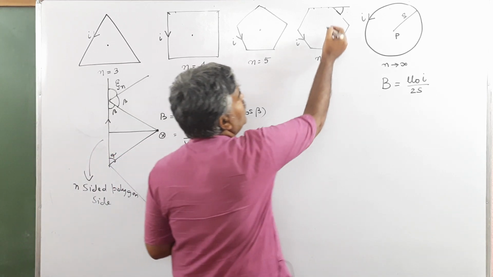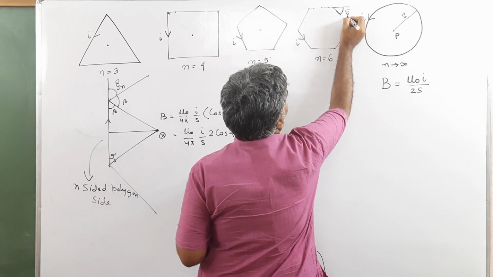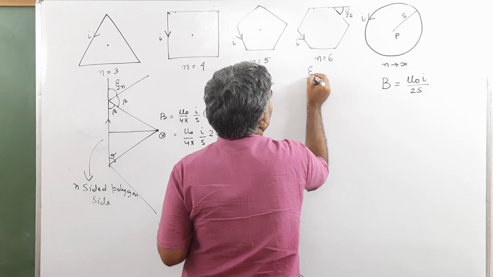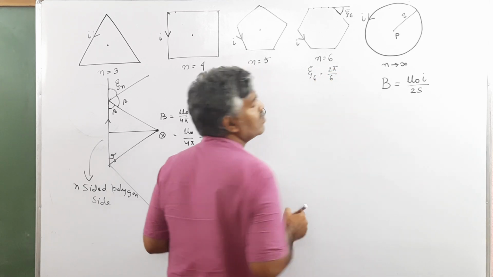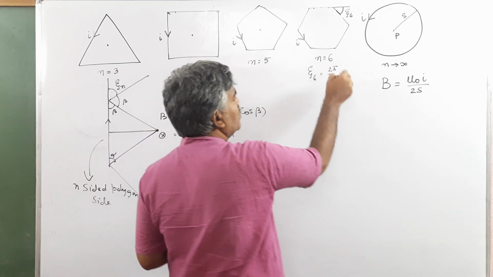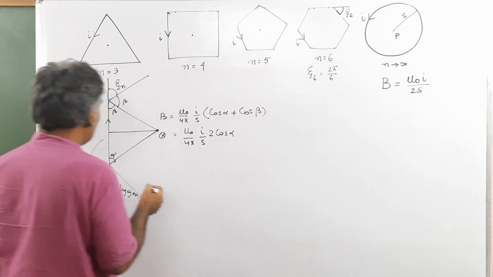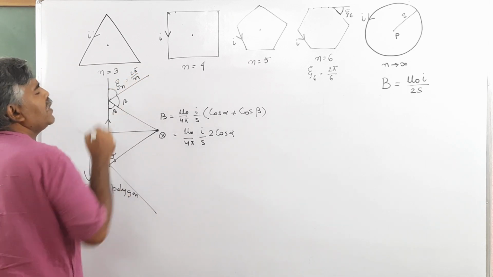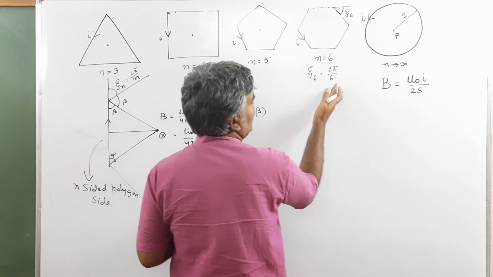As for example, this is a hexagon, right? So here I am referring to it as xi 6. So what will be xi 6? Here xi 6 will be 2 pi by 6, right? Because it has 6 sides. So here xi n will be 2 pi by n, correct? 2 pi by n.